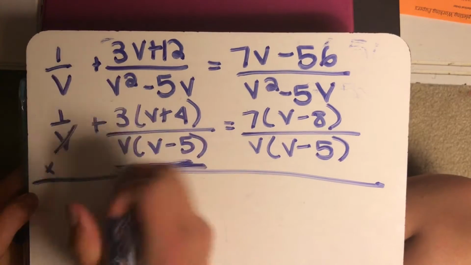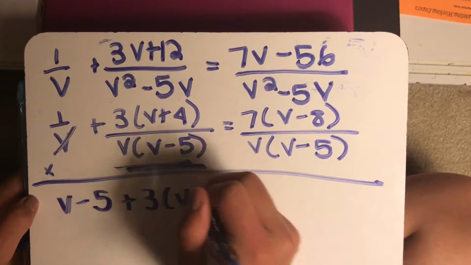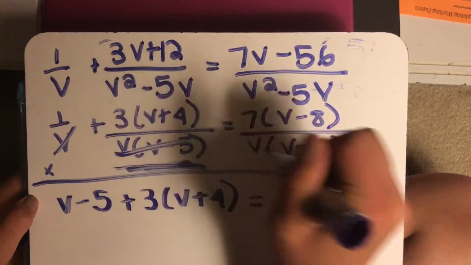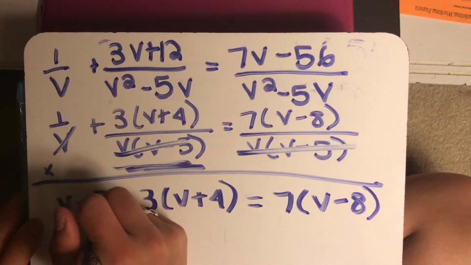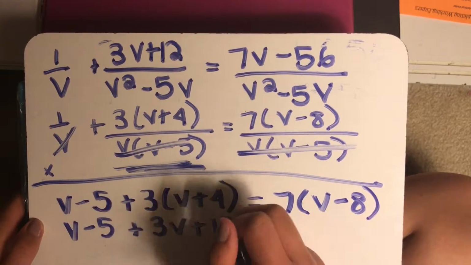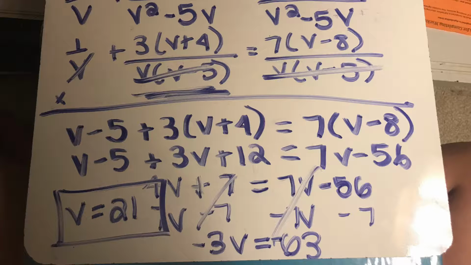Once you have done that, you want to multiply the entire equation by the LCM, or the least common multiple. Least common multiple is going to be v times v minus 5. After you multiply by the LCM, you're going to be left with v minus 5 plus 3v plus 12 equals 7v minus 56. Once you're at this point, simplify the equation. After simplifying the equation, you're going to be left with the final answer of v equals 21.